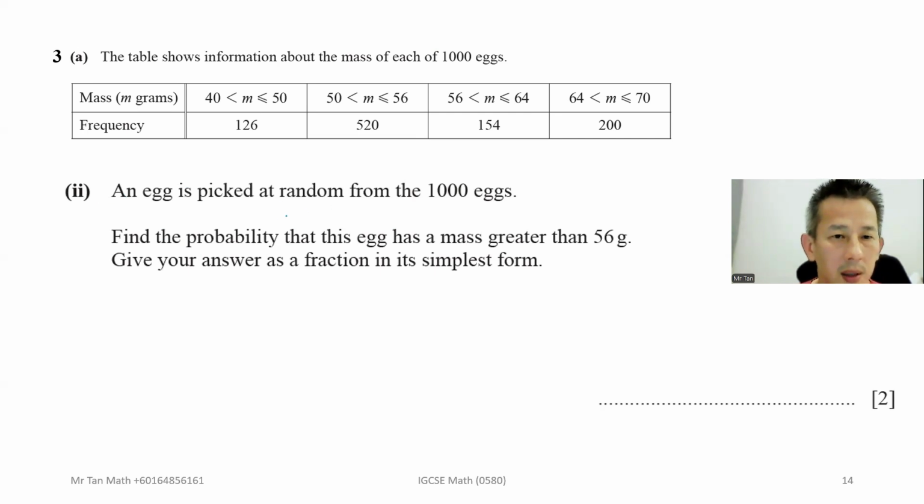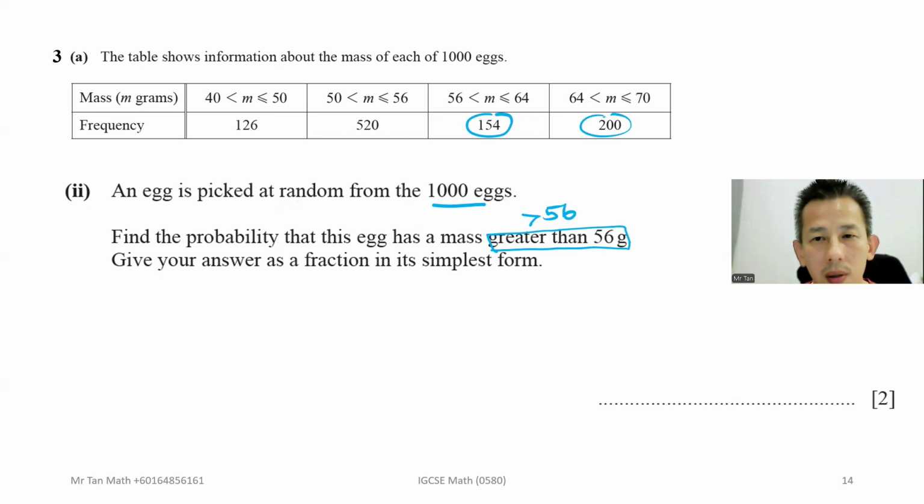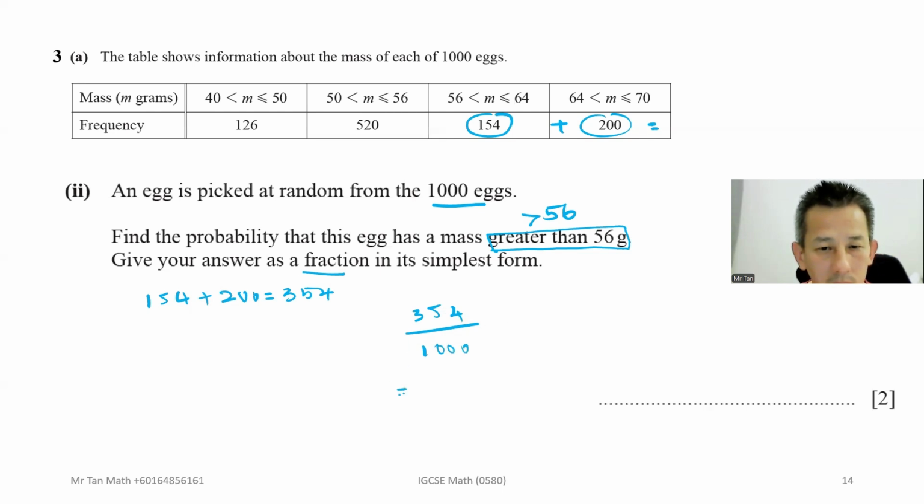Part 2. An egg is picked at random from the 1000 eggs. Find the probability that this egg had mass greater than 56. So it's more than 56. It should be here and here. So you plus these two, 154 plus 200, you should get 354. Give your answer as fraction in its simplest form. So probability will be 354 over 1000. Simplify, 177 over 500.